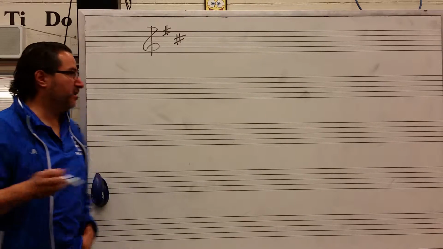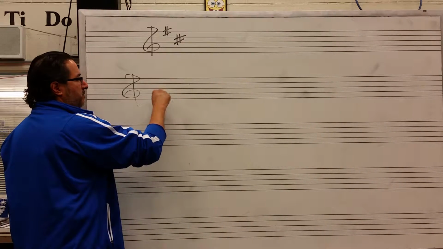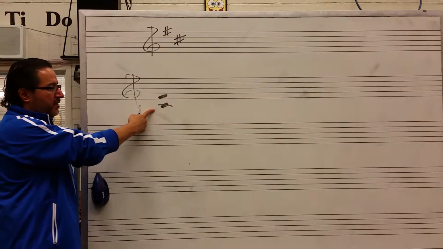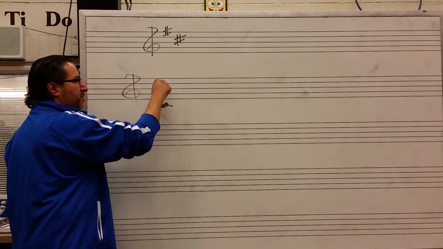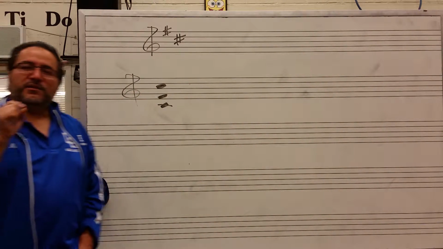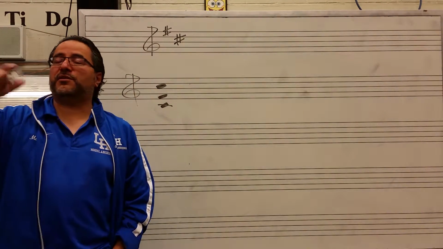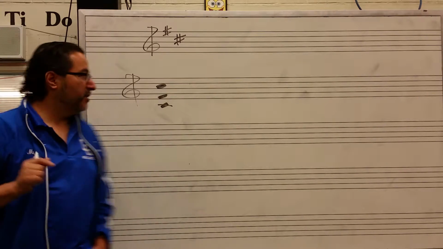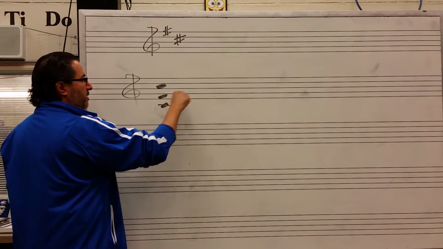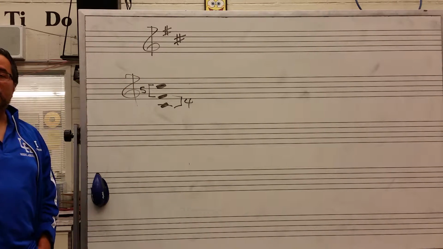Now, here's an interesting little aside. I'm starting on F. If I go down a fourth, I get to a C. But if I go up a fifth, 1, 2, 3, 4, 5, I also get a C. So an important concept to know is that fourths and fifths are basically the same interval, they're just turned upside down, what we call inversions. So I can invert C to F, which is a fourth, and when I invert it, it becomes a fifth. It's the same thing, it's the same interval.